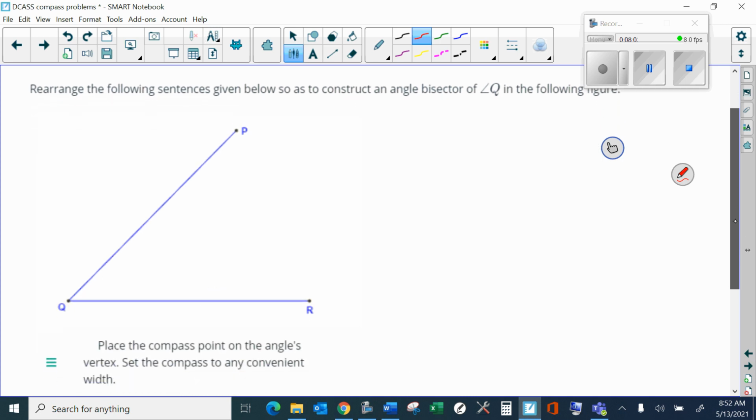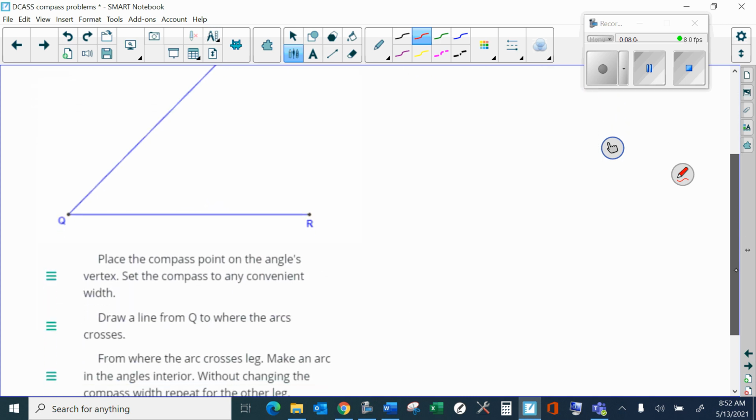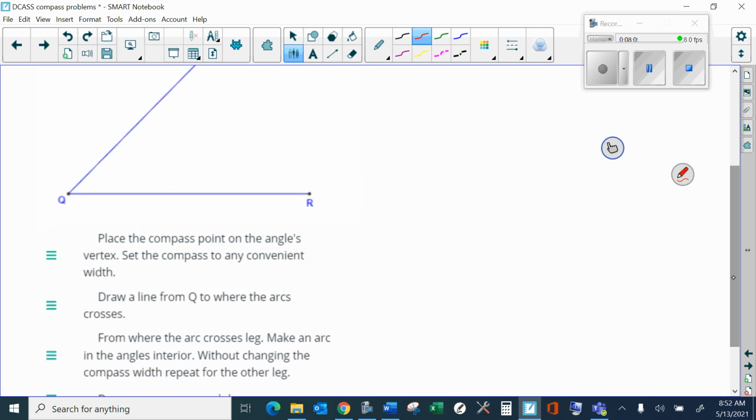Rearrange so construction angle bisector again. So here we go. In words, remember we're going to put the pointer here, draw an arc somewhere out there. Place the compass's point on the angle's vertex. Yes. Set the compass to any convenient length. Yes. So that's step one. From wherever the arc crosses the leg, make an arc in the angle's interior without changing it.